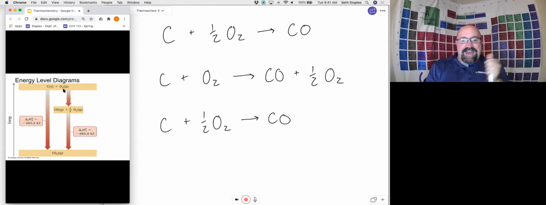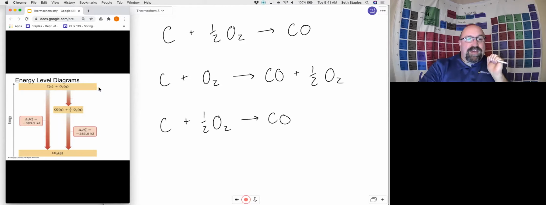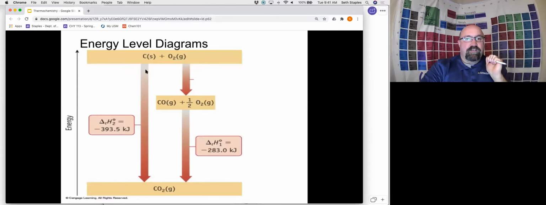And we can see that that is the reaction. We come back to what we were looking for. That's the reaction that we want our energy information for. So I just show you that side, just to show you that realistically, in this energy diagram here, this reaction pathway right here, C plus O2, gives us CO plus half O2. This is the energy pathway that we are looking for. This is the information that we want.